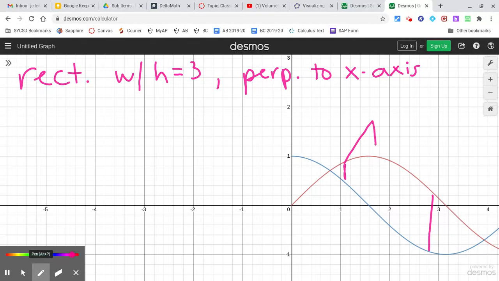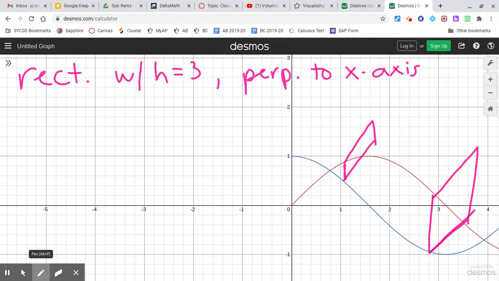If this is coming up 3 units out of here, and this is coming up the same amount, even though my base is really skinny here and a little bit longer here, we're still rising up 3 units. So there would be just a very skinny singular point here, as this curves back, creating a really funky three-dimensional shape.